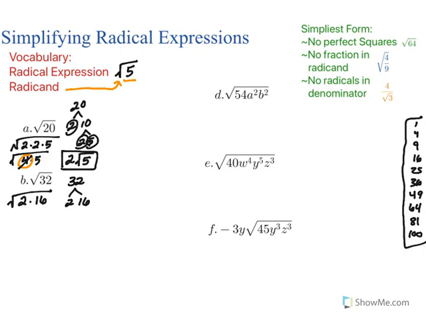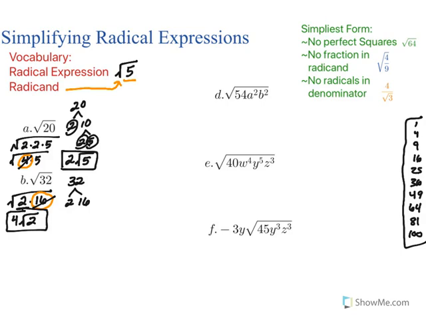Now remember, our next step here is to take the square root of that perfect square and remove it out from underneath the radical sign. So if I take the square root of 16, that gives me 4. So 4 comes out from underneath the radical sign, and what we're left with on the inside is 2. And so 2 stays underneath, and so our simplified radical expression here would be 4 square roots of 2. Alright, let's look at some examples with some variables in the mix.